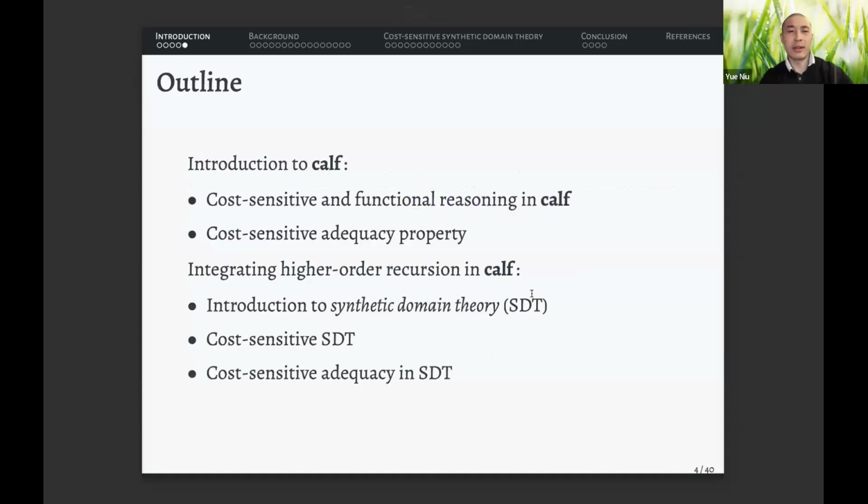So the outline of the talk is that I will first introduce this type theory to you. I will show you how to do both cost-sensitive and functional program reasoning in CAF. And I will define the cost-sensitive adequacy property. Next, I will integrate higher-order recursion in CAF by means of synthetic domain theory. I will define a cost-sensitive generalization of SDT and prove the cost-sensitive adequacy property in this new theory.